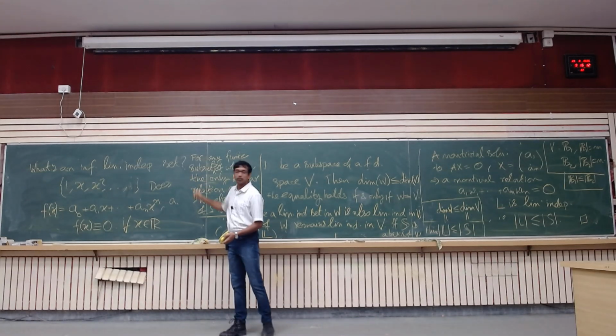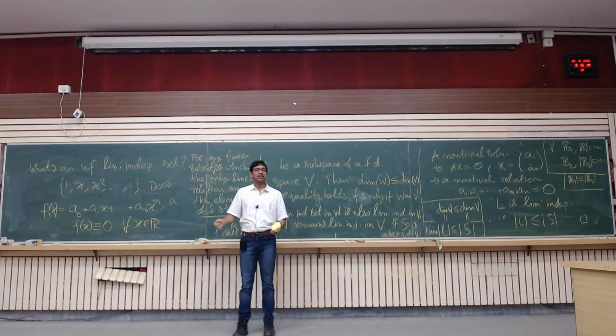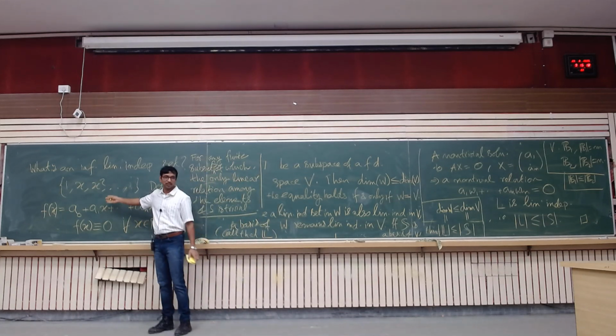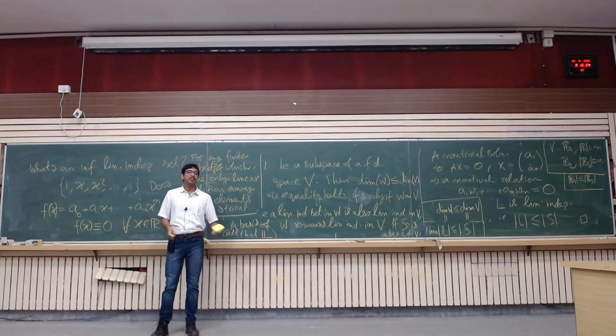Okay. What we mean by an infinite linearly independent set is that whatever be that set you are considering, any finite subset of it should have only the trivial relation among its elements. There is no other non-trivial linear relation among its elements. That we call an infinite linearly independent set.